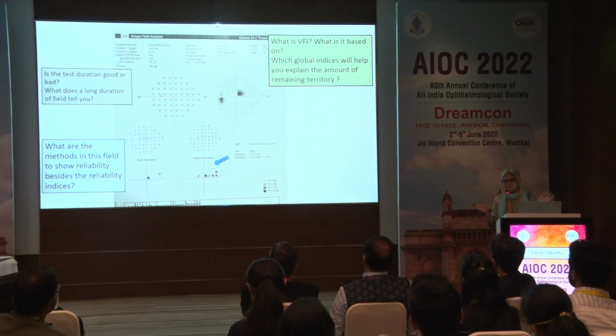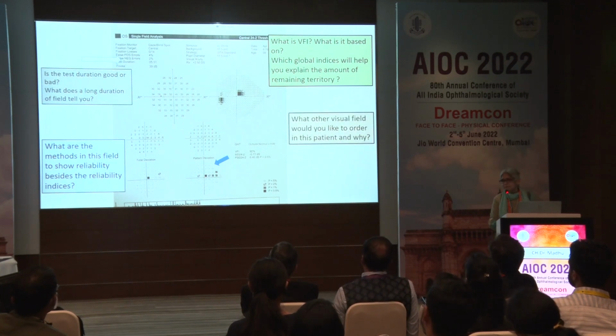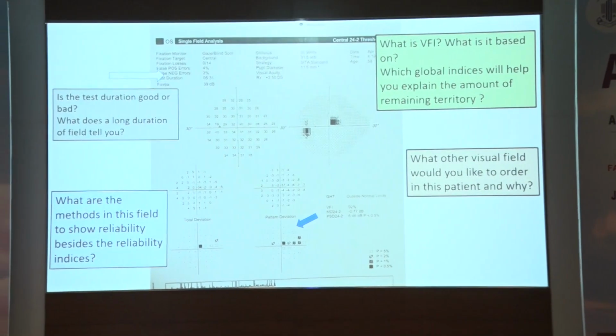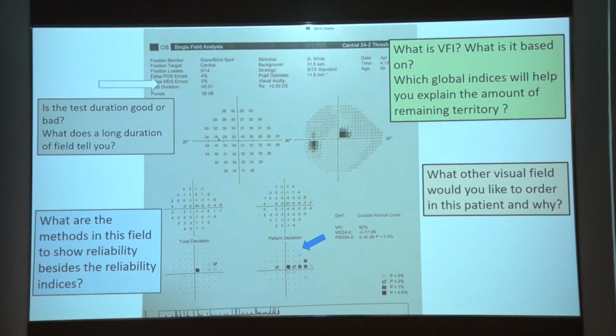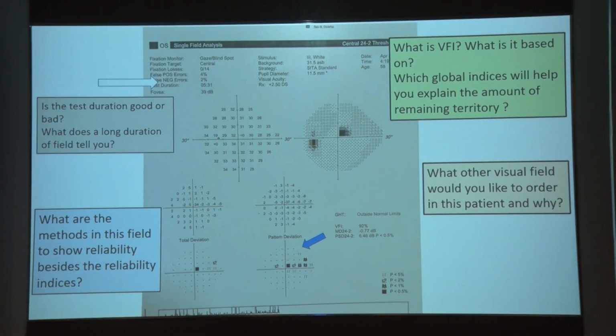Where will be the fallacies? Nothing is without fallacies. Tell me. If the total field is so depressed that you're not getting pattern deviation, then you will not get decent VFI numbers either.